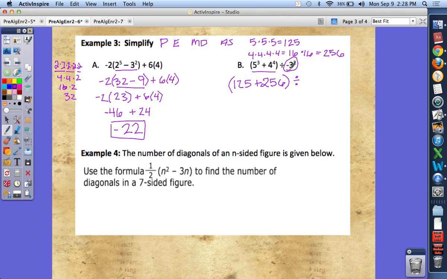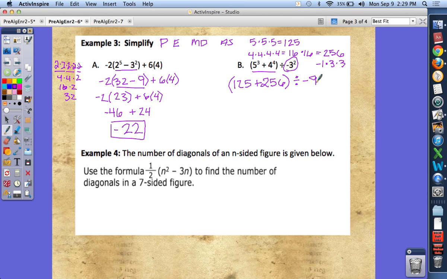Careful with this one. You have a negative 3 squared. Is that negative being squared or just the 3? Hopefully you're saying just the 3. So we would have, this is really a negative 1 times 3 times 3. Are you dividing by 9 or negative 9? Negative 9.